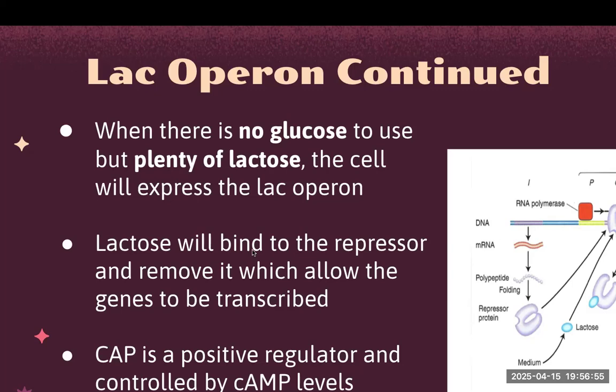There has to be no glucose and lactose, because lactose is important to bind to that repressor. But if there's no lactose, doesn't matter what the glucose levels are, because then there's nothing to take off that repressor. Make sense?